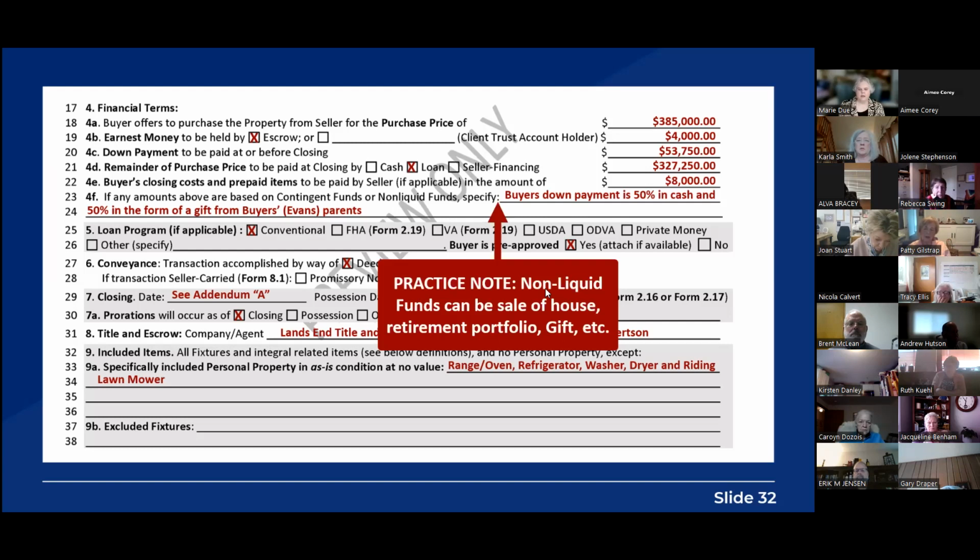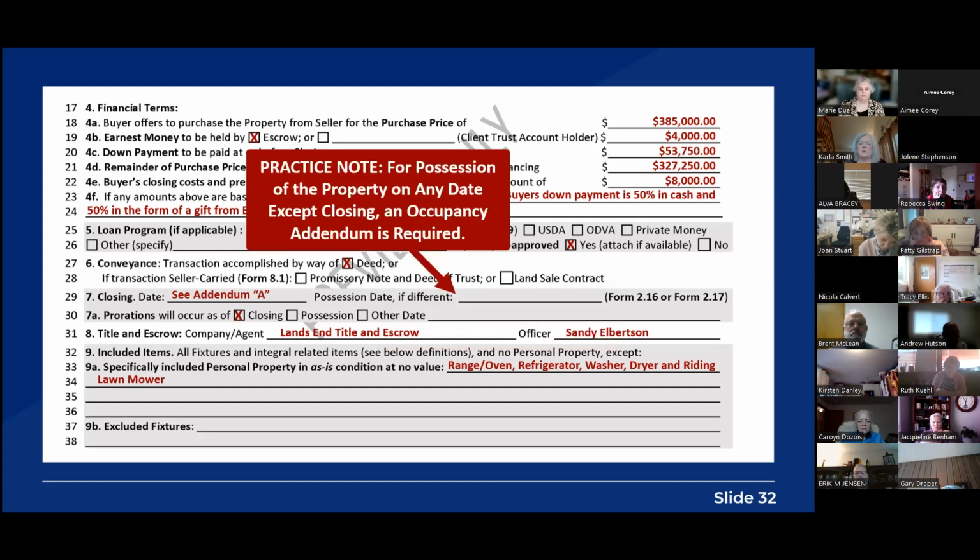I just talked about it. Non-liquid funds can be the sale of a house or retirement portfolio, whatever it is. Again, if they can't go down to the bank and get that money right now, then that is a non-liquid funds.